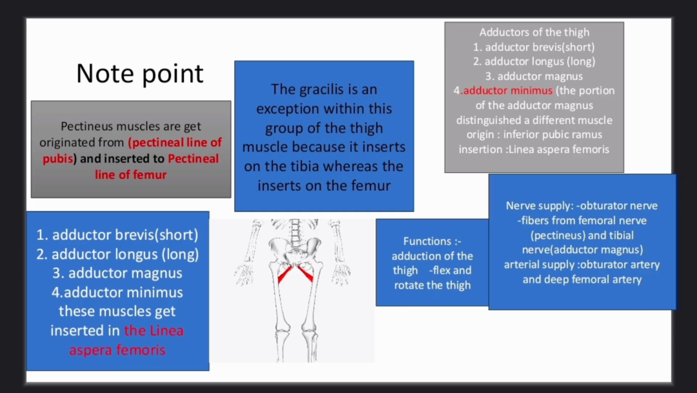Then some final memory sentences. Gracilis goes to the tibia. Adductors love the linea aspera and the obturator nerve rules the medial compartment. So this one sentence helps to summarize the entire medial compartment. Okay, so this completes part 5 of our lower limb muscle series. We completed the medial compartment of the thigh muscles.